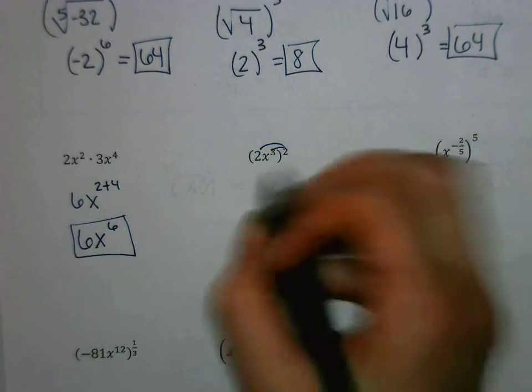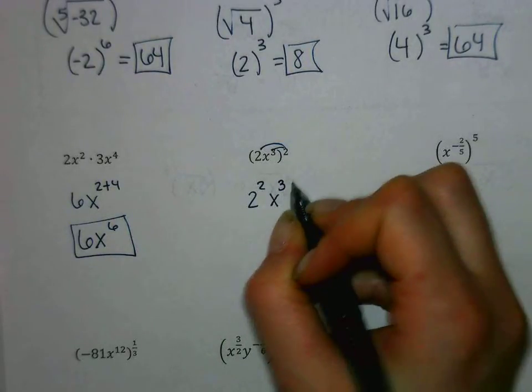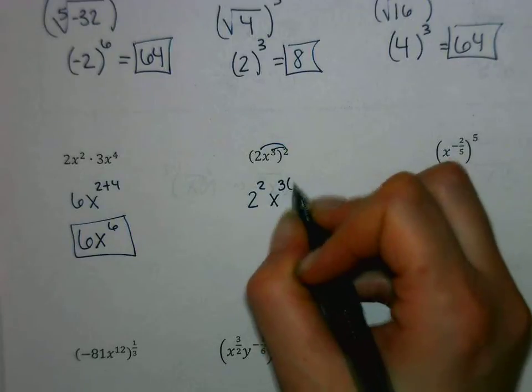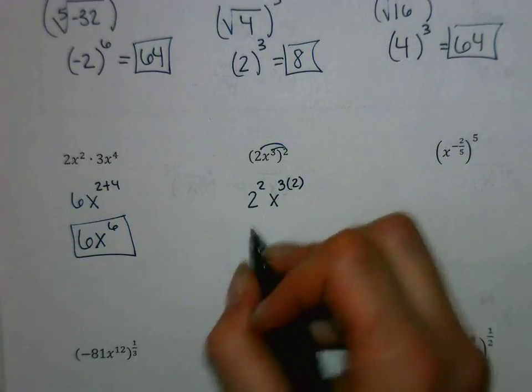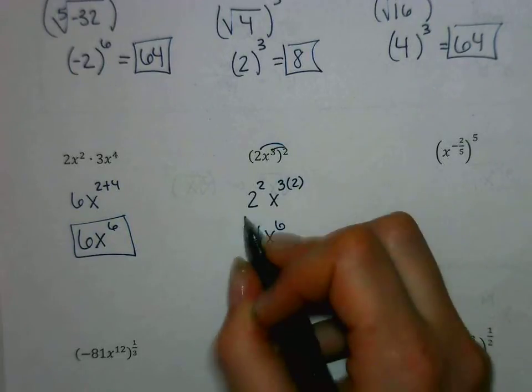Here, we're taking our power to both, so we have 2 squared times x to the 3rd, all squared. And when you take a power to a power, we multiply our exponents. So 2 squared is 4, 3 times 2 is 6.